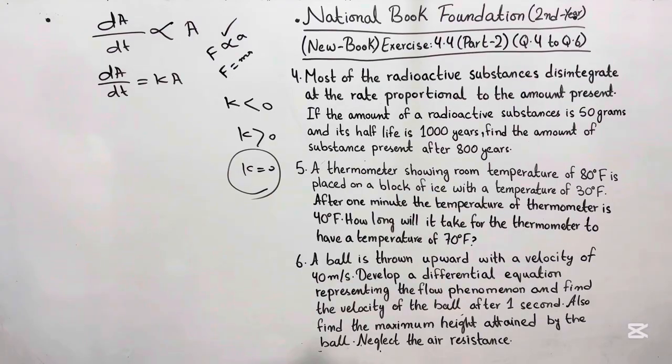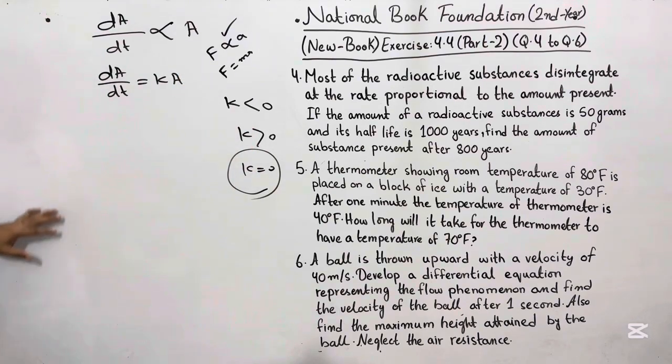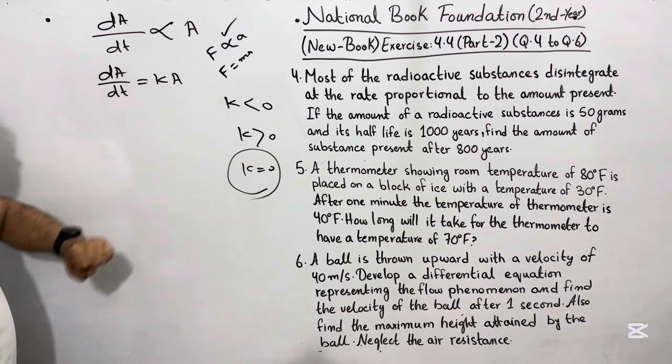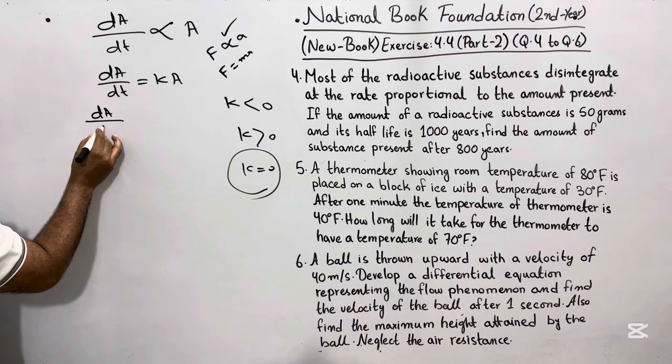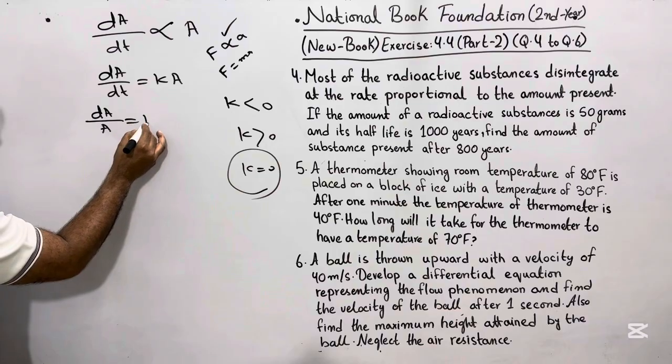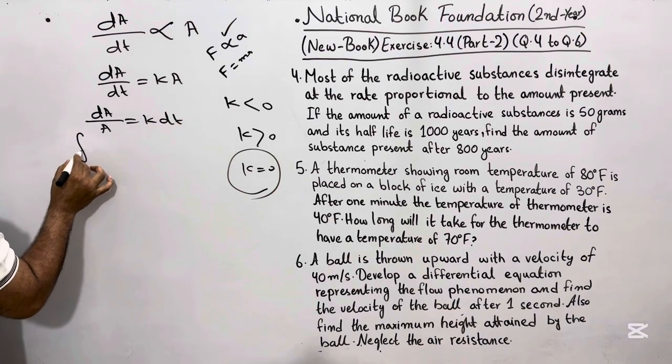If disintegration means decay, the amount decreases, so we must have k less than 0. These are all later matters. Let's solve this differential equation. It is a simple differential equation of first order. Separate the variables: dA over A is equal to k times dt. Integrate with respect to their independent variables.